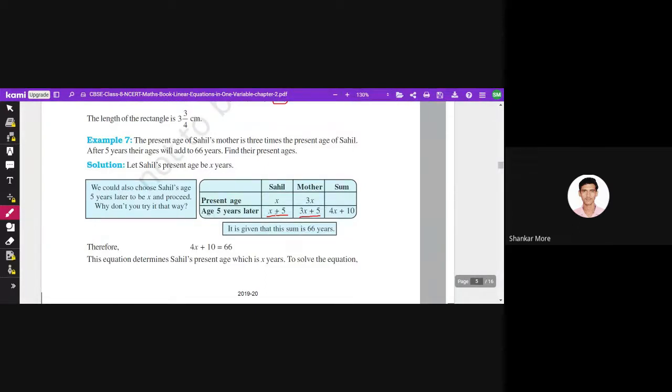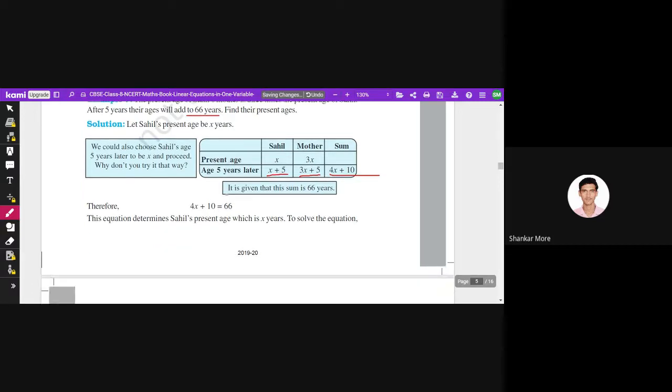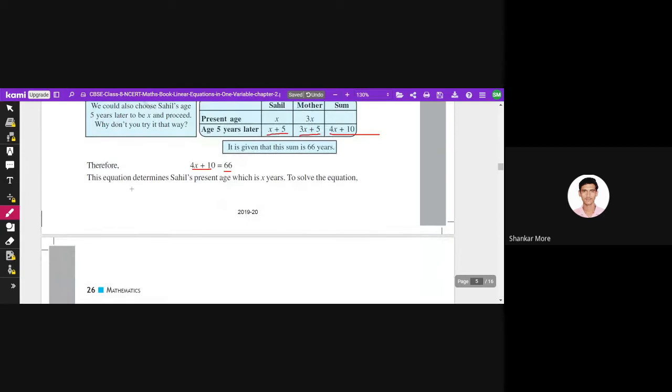So what is the sum? x plus 5 plus 3x plus 5 is equal to 4x plus 10. If we add both of their ages, it is going to be 4x plus 10. Now what is the value of 4x plus 10, students? It is already given. See, what is the value? 66 years. So we equate 4x plus 10 with 66. Now this equation determines Sahil's present age, which is x years.